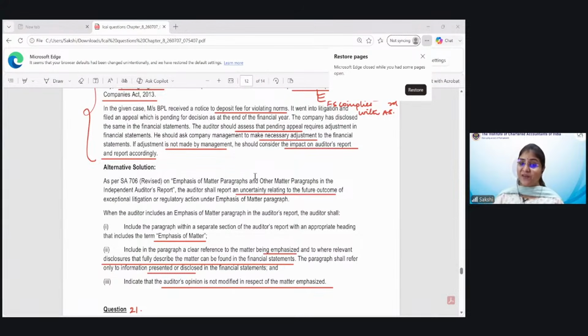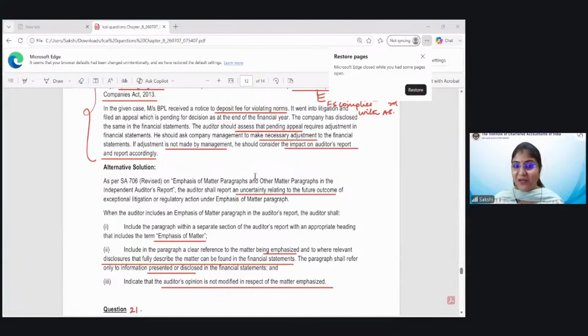The auditor shall report an uncertainty relating to the future outcome of exceptional litigation or regulatory action under an emphasis of matter paragraph. When the auditor includes an emphasis of matter paragraph in the auditor's report, the auditor shall include the paragraph within a separate section.